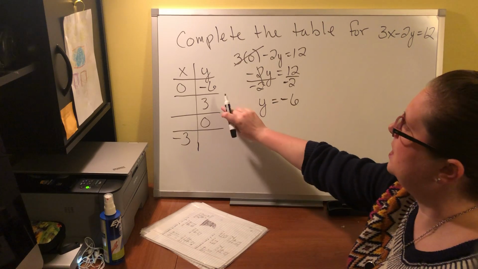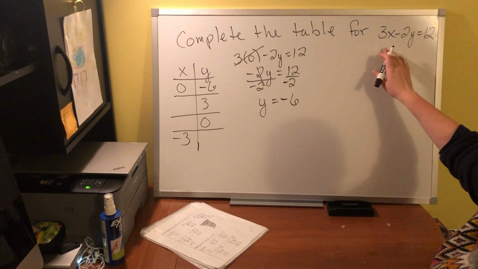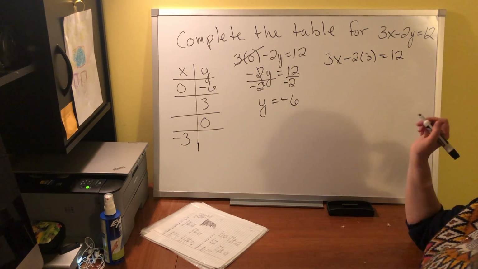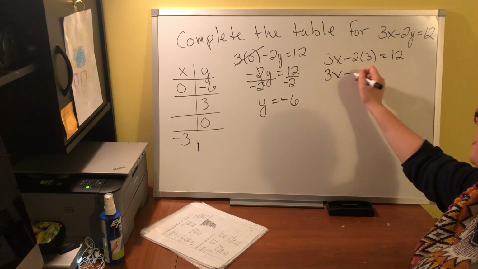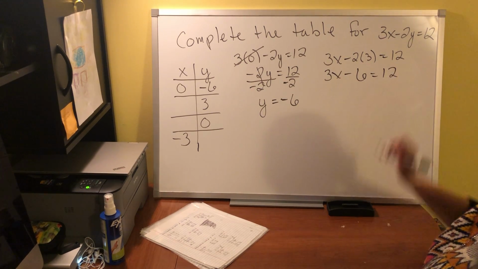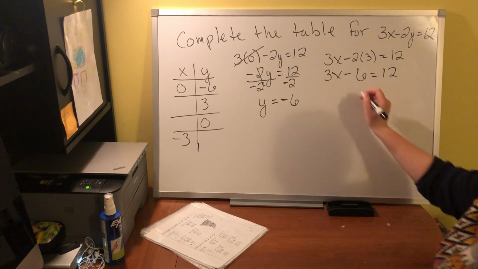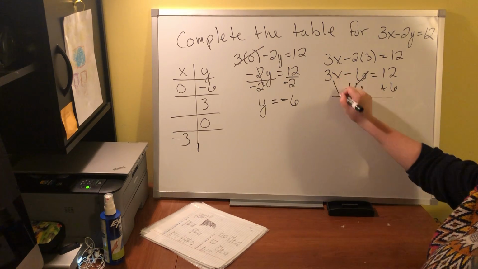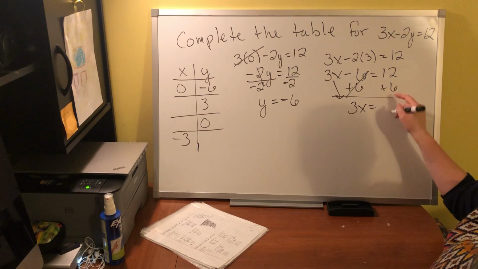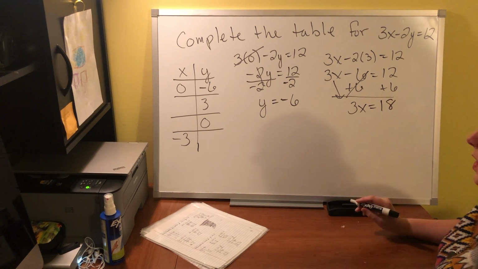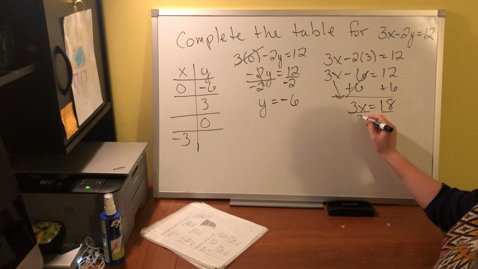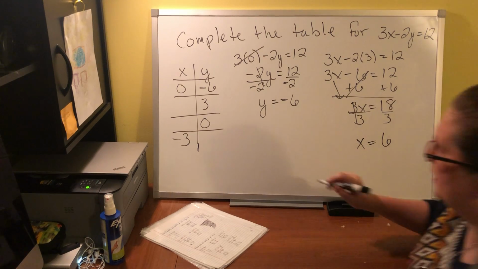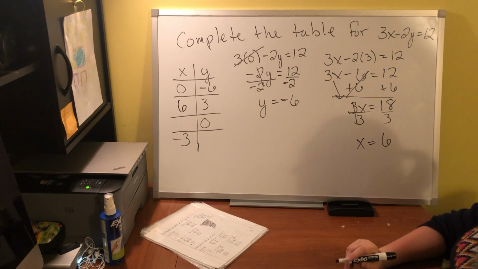So our first point would be 0, negative 6. Let's move on to the next one. They gave us a y value of 3, so we substitute that into the original. I have 3x minus 2 times 3 equals 12. 3x minus 6 equals 12. We've been solving equations for a while now, so we add 6 to both sides. The 6's cancel. Bring down your 3x equals 12 plus 6 is 18. Divide both sides by 3. So x is a positive 6.